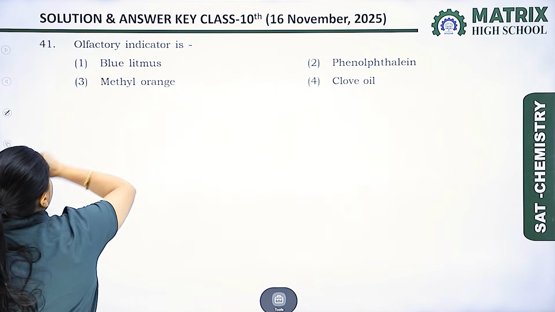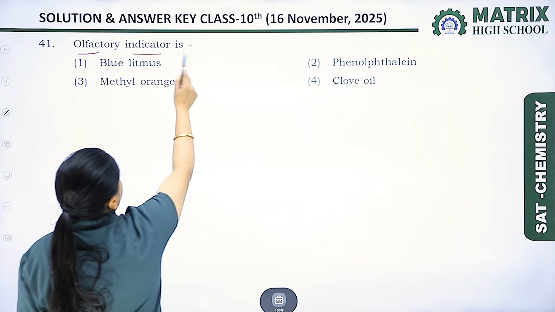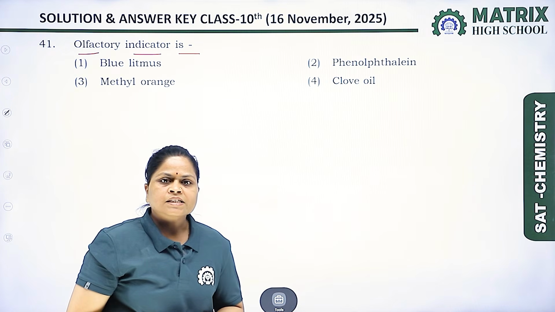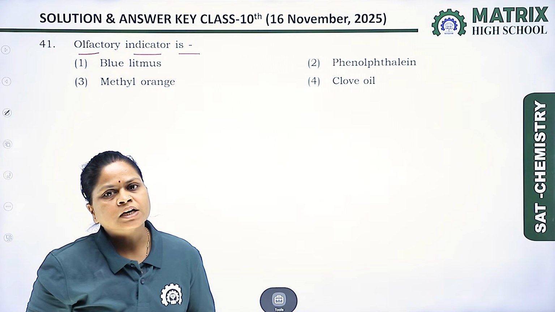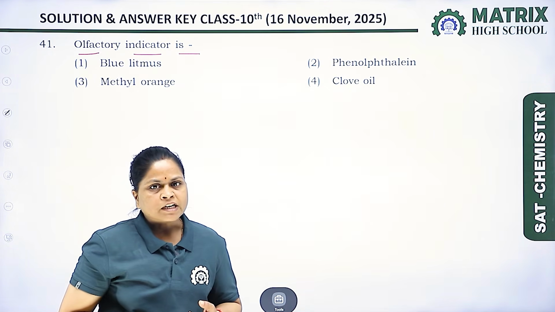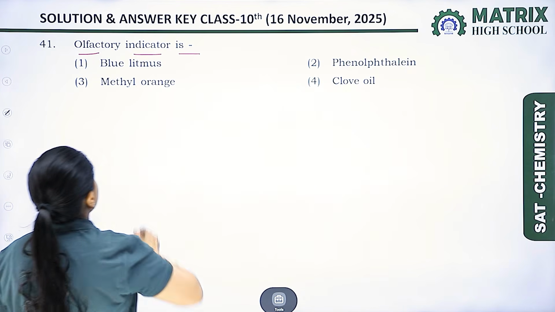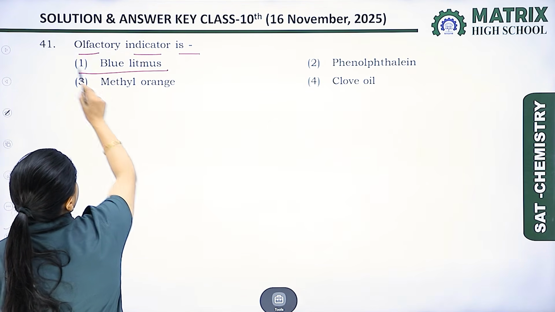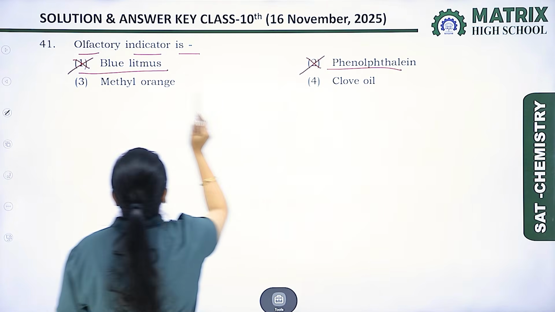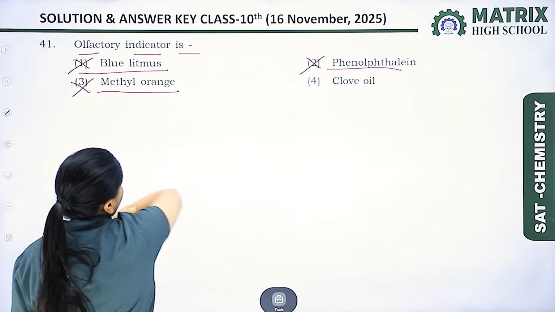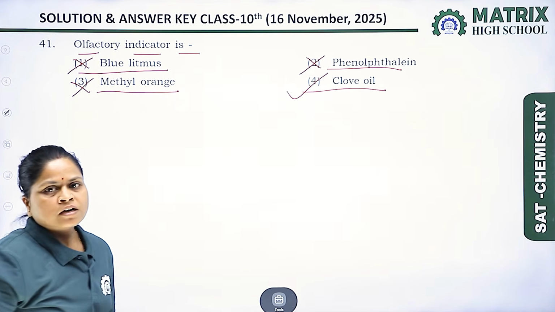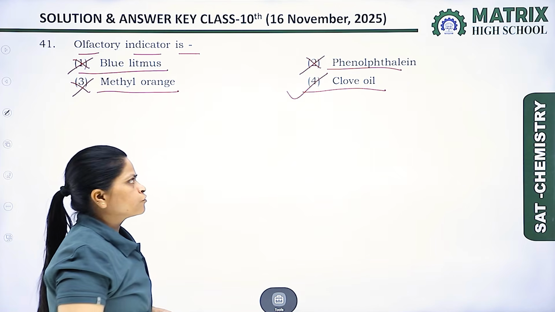Now the next question is, olfactory indicator is. As we know that olfactory indicators change their odor in acidic and basic medium, and these are onion, clove oil and vanilla essence. So options will be, first blue litmus, it is wrong. Second phenolphthalein, it is again wrong. Third methyl orange, it is again wrong. And 4 clove oil, yes, this is the correct answer for the question, and answer is option 4.